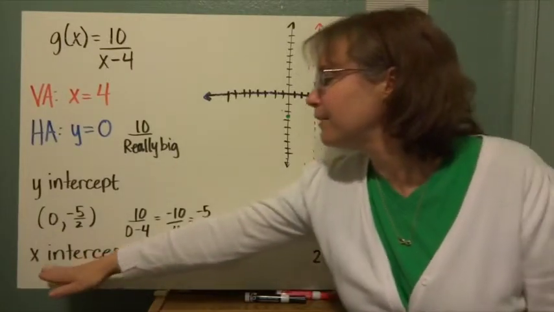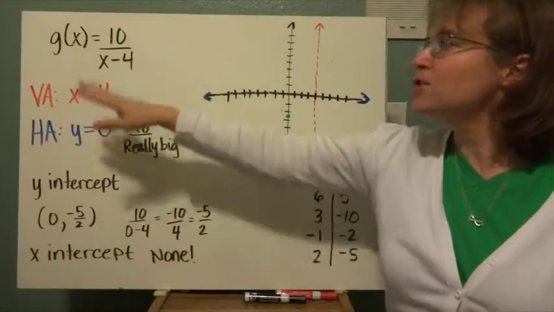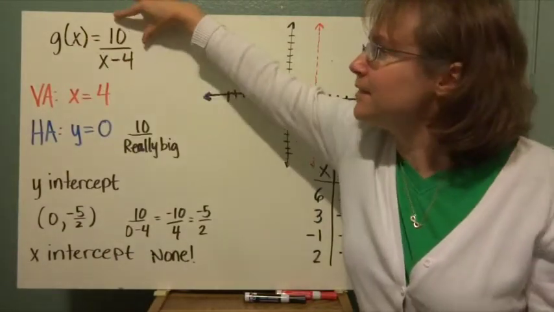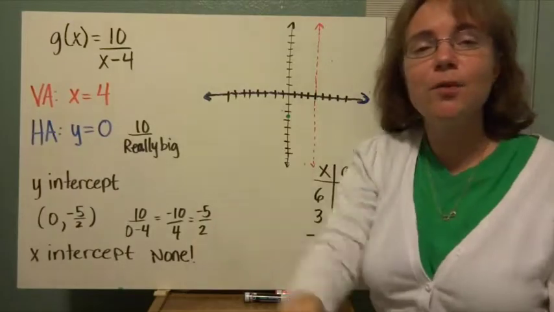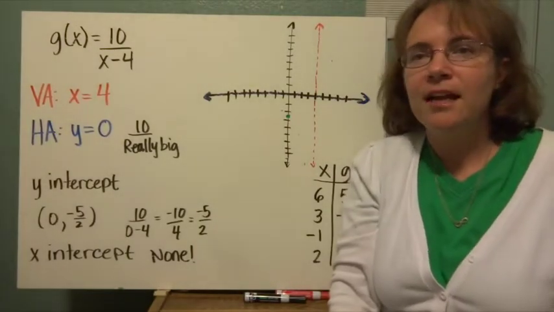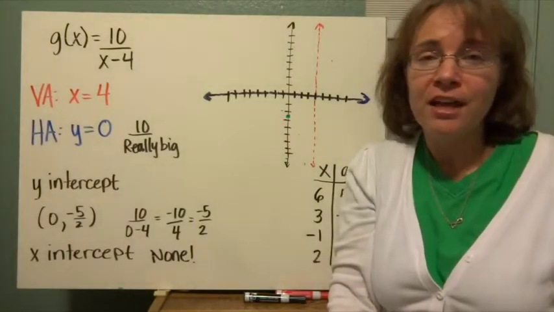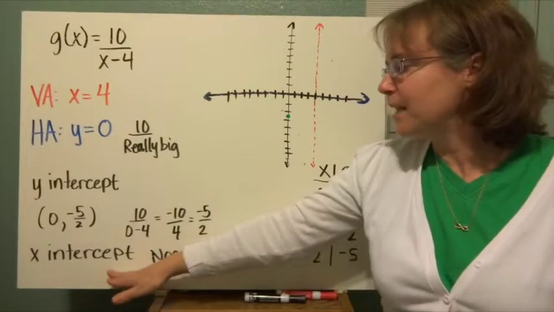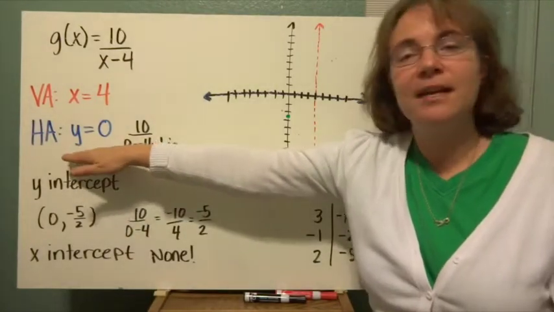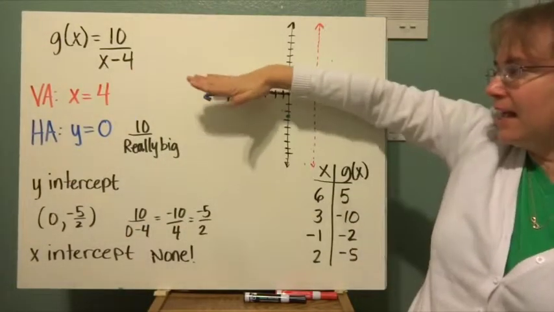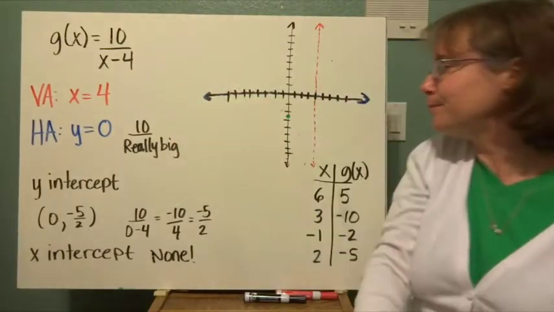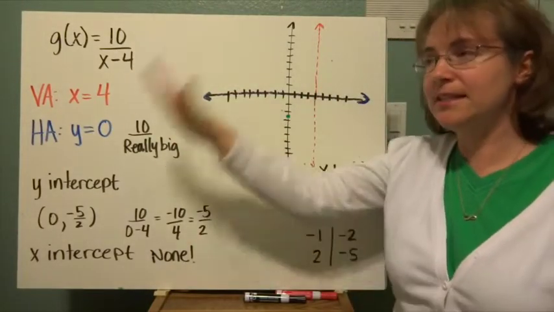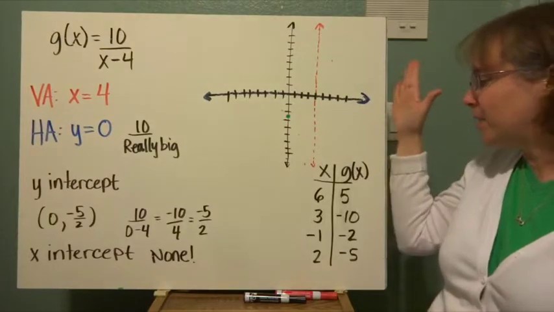Well, let's first see if we can find an x-intercept. To find an x-intercept, I want to set this numerator, this 10, equal to 0. Well, 10 is equal to 0 never, ever, so there's no x-intercept, which makes sense because I have a horizontal asymptote at y equals 0. So then I'm going to try a few points this way and a few points this way.